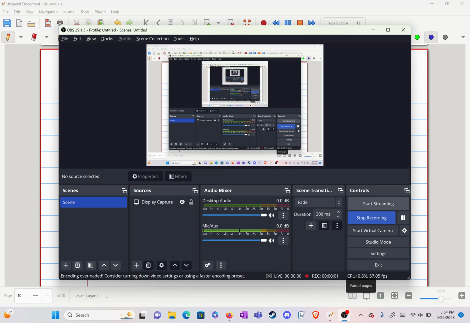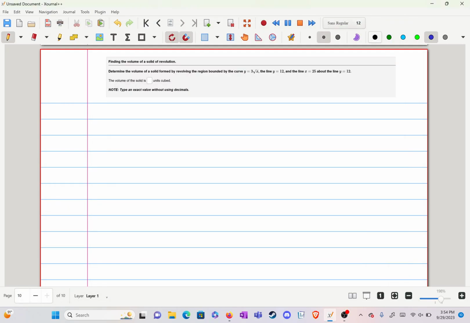All right, we'll be doing our last question here, question 10. We're finding the solid formed by the region. So we're going to draw a little bit of a picture. We know x is 25 here, x equals 25, and we have y equals 12 at a place. So that's all nice and dandy.